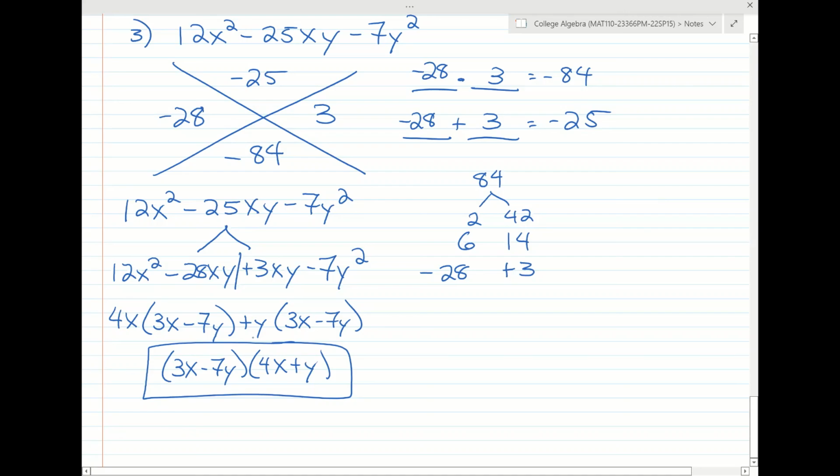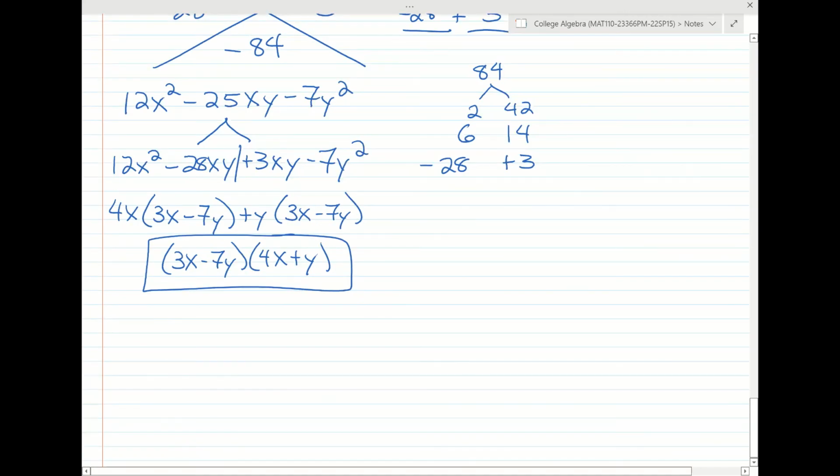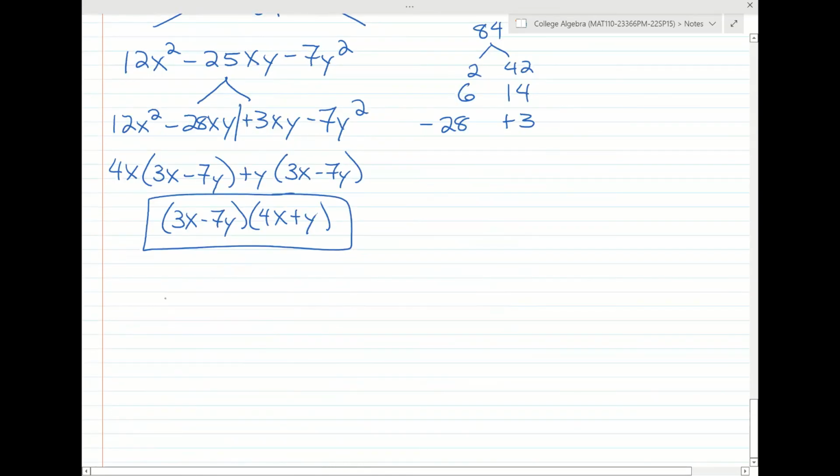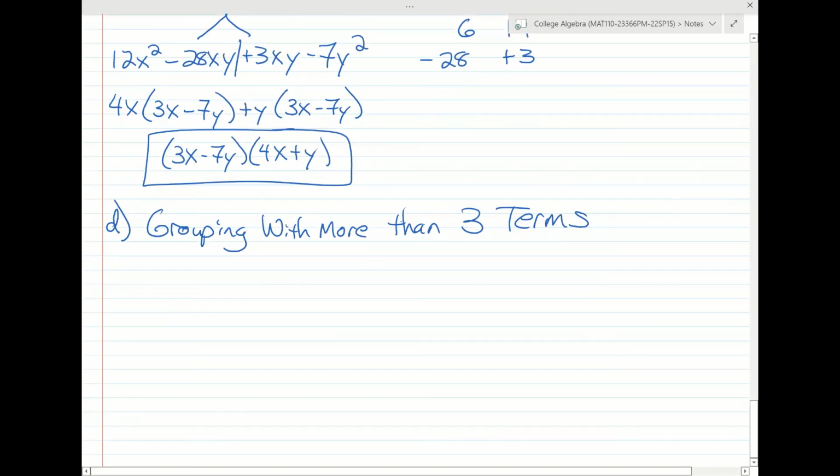Just to finish up, I want to show you a grouping problem. I'll call this part D. And we're going to do grouping with more than 3 terms. So what if we had, we'll just do one example of this. What if we had p to the third minus 2pq squared plus p squared q minus 2q to the third.